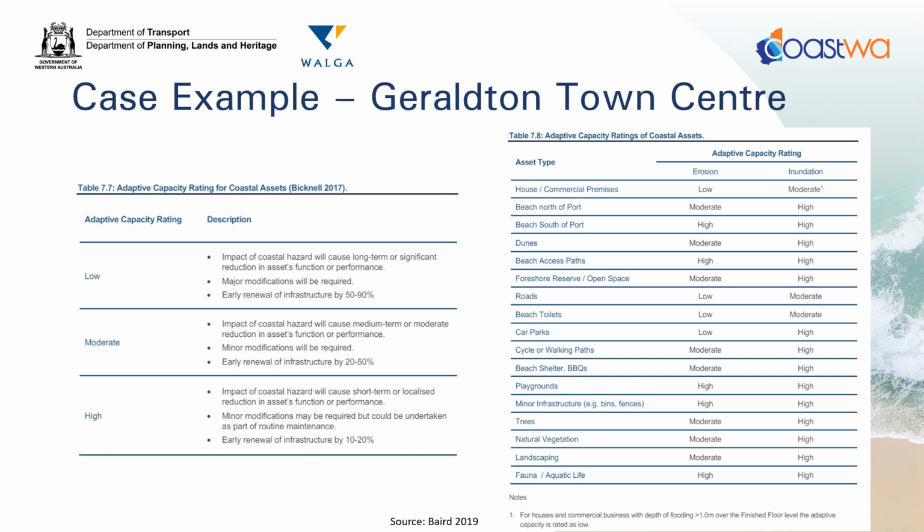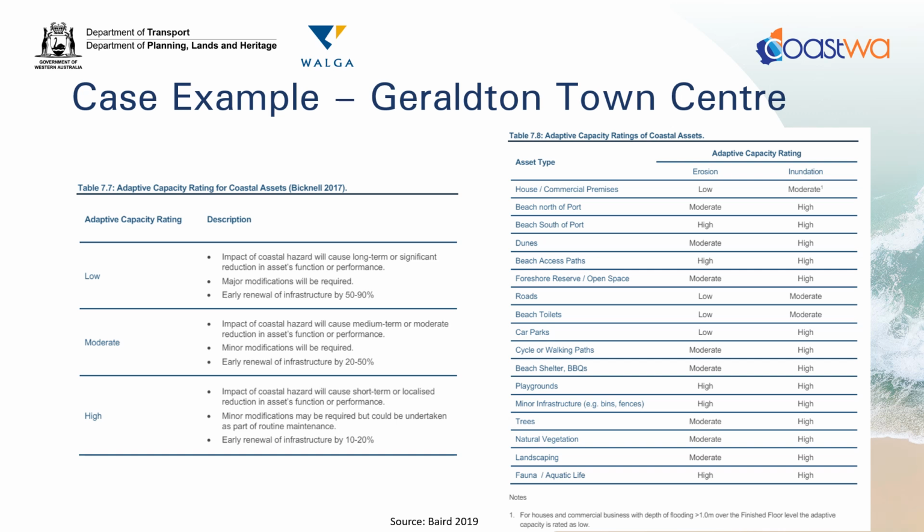However, if you read the note, it says for houses or commercial buildings with depth of flooding greater than 1 metre over the finished floor level, the adaptive capacity is rated as low. So that's where what they're saying is that you've got two different levels of adaptive capacity. You've got an adaptive capacity of moderate if it's less than 1 metre of flooding, or you've got low capacity if it's greater than 1 metre of flooding.